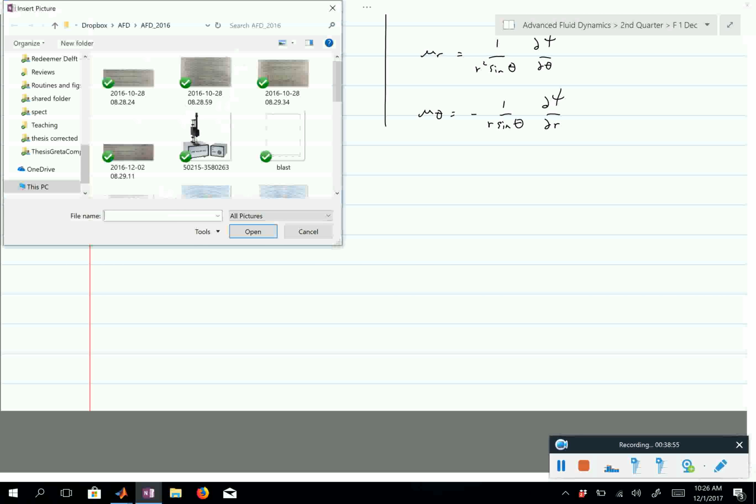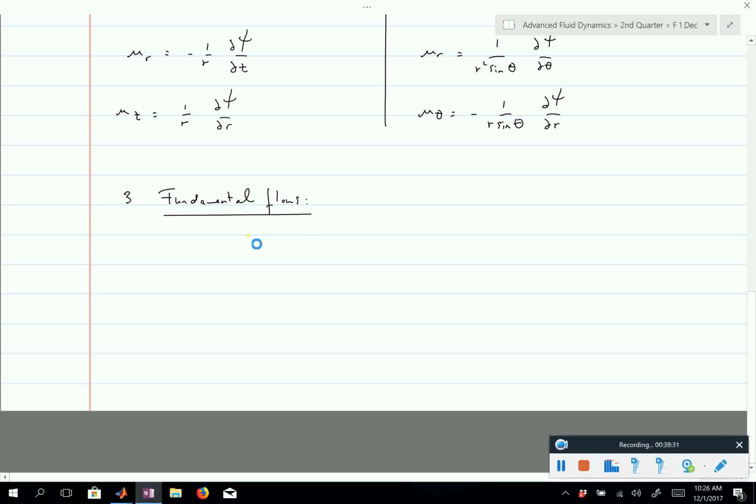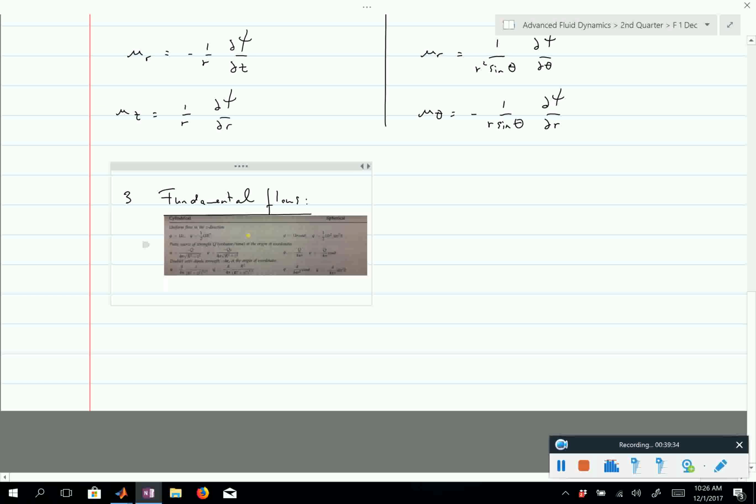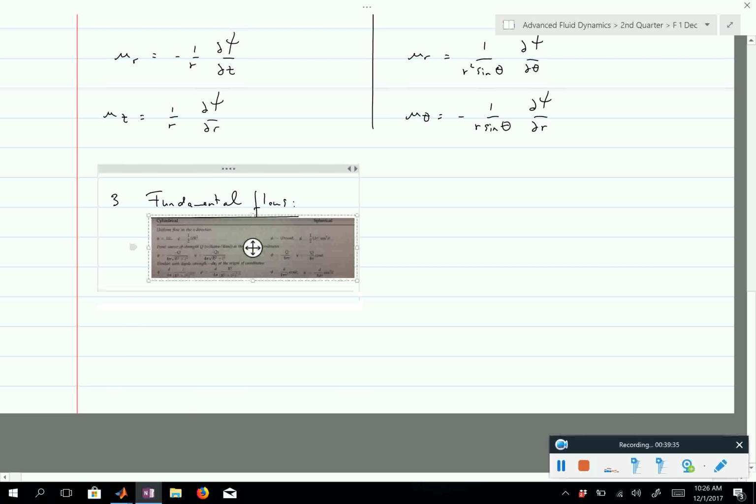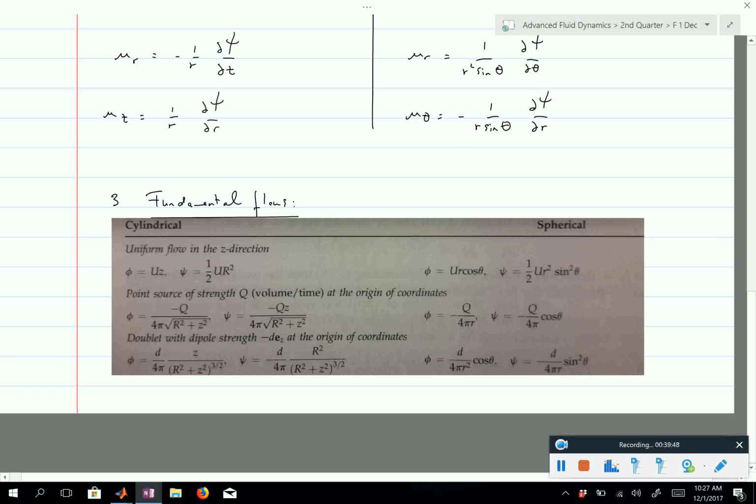Sorry, I'm trying to. This is just a print of what is in your book, because I don't want to rewrite all of that. So you'll just get it from your book as well. So here are our fundamental flows. Your fundamental flow, we have the uniform flow in the z direction. You have your source and your sink, and you have your dipole. Okay, so we have the same three, and those are the formulas.